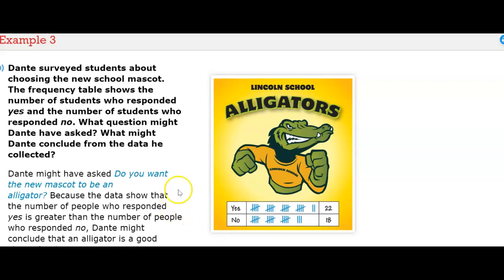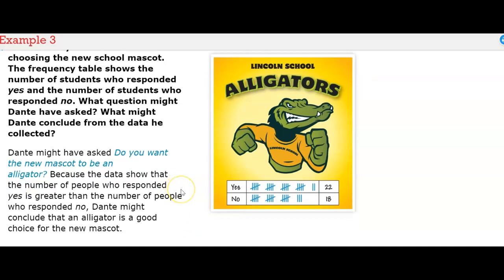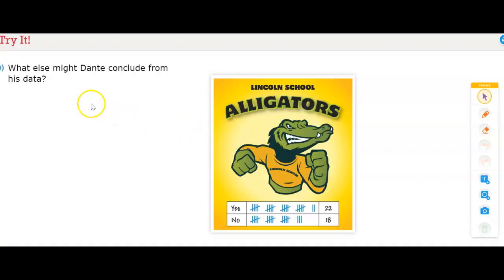Dante might have asked, do you want the new mascot to be an alligator? People vote yes or no. Because the data shows the number of people who responded yes or no, that could be a good question that he could pose based on what we see. What else might Dante conclude from his data?